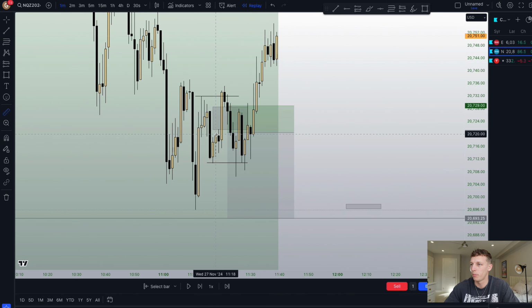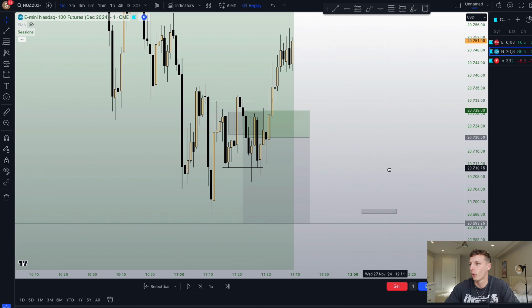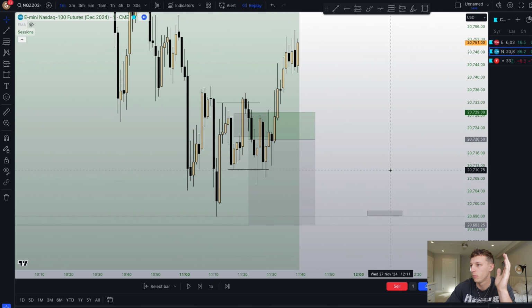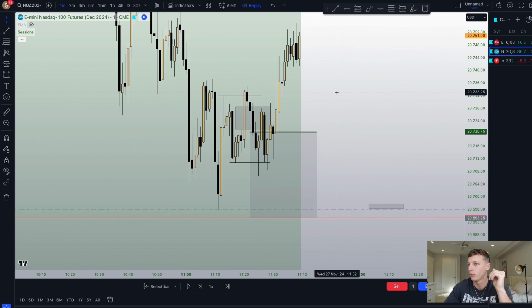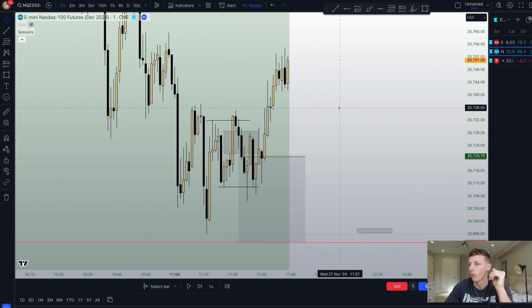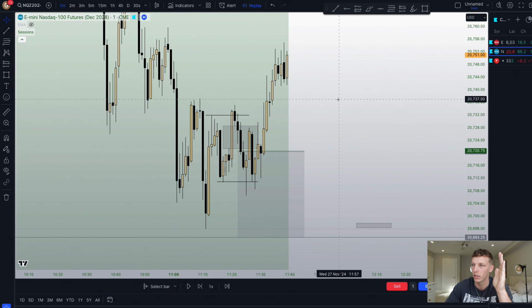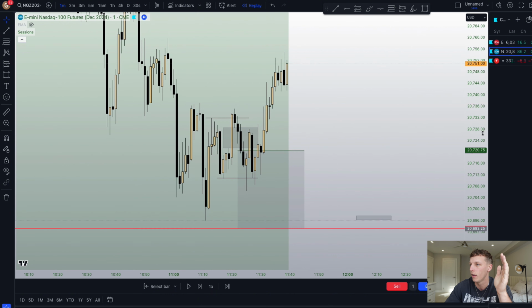At this point, we're up about 14, 15 points. I'm not going to let a 14, 15 point winner turn into a loss. So as soon as we take this low with this wick here, stop goes to break even and bang, gets stopped out. We chop around a bit and then start to boost up. So again, that break even stop saved me from a big loss there.